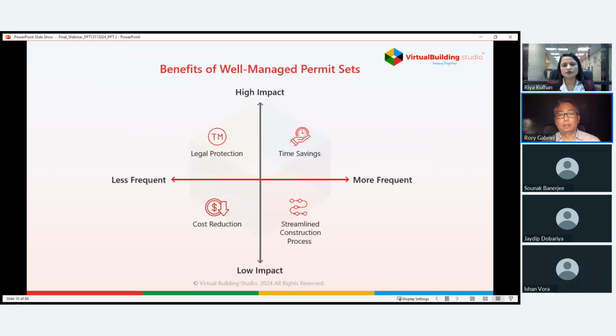So, a well-prepared permit set affects every part of a project, from getting approvals to managing costs, timelines, and even legal protections. As architects, we're responsible for these, and by prioritizing strong, thorough sets, we're setting ourselves up for smoother projects, satisfied clients, and ultimately a stronger, more efficient industry.